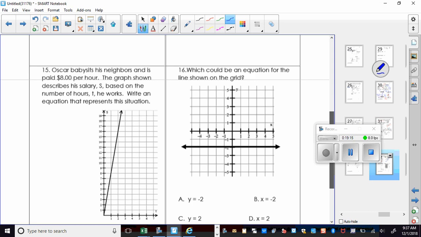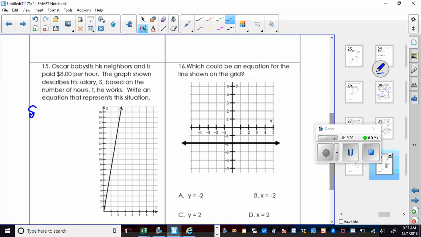Oscar babysits his neighbors and is paid $8 per hour. So he's paid $8 per hour. The graph shown describes his salary. So his salary equals K times T. K here, the rate he's paid, is 8. So 8T. This graph expresses 8 times T, or 8 times the number of hours he works.